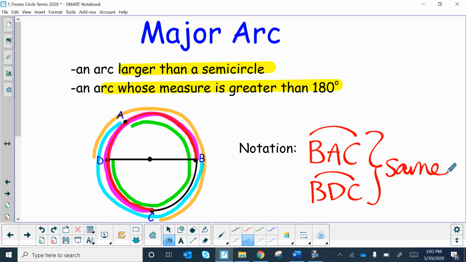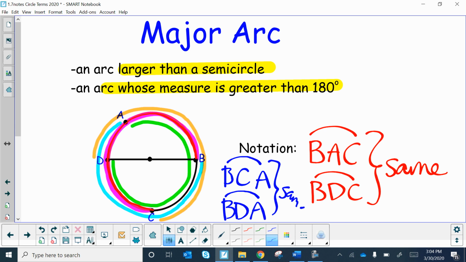Okay. Let's name the blue arc. Let me get my blue pen. My blue pen would be B, C, A. Again, you can name it using a different letter. You could say B, D, A. Okay, these right here are the same. Let me get my green pen. Let's name the green arc. The green arc is D, B, A, which could also be written as D, C, A.